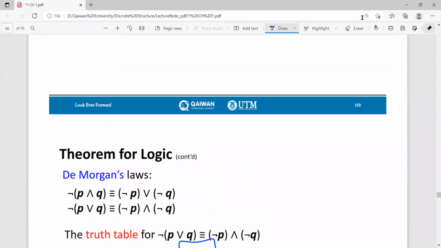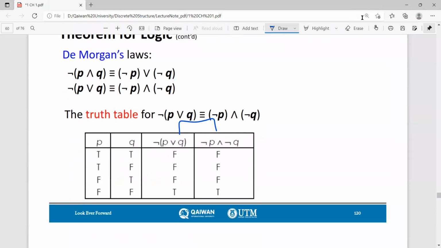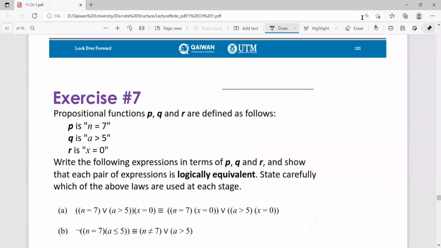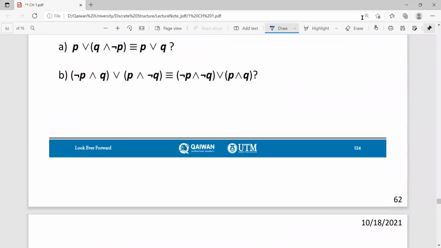Do you have any questions about these two? We talked about this on the whiteboard. Now we have some exercises. These are for yourselves.